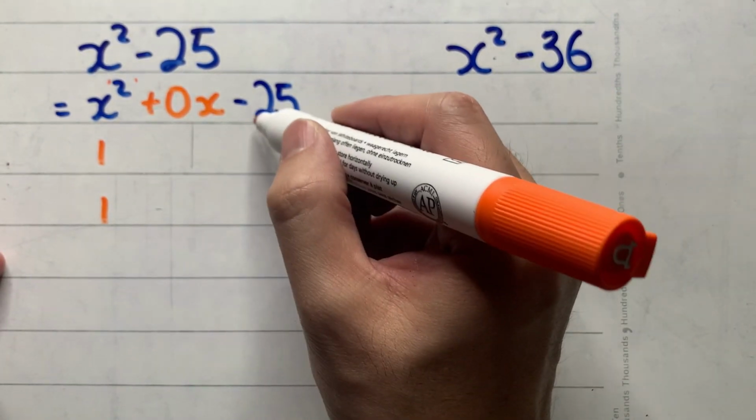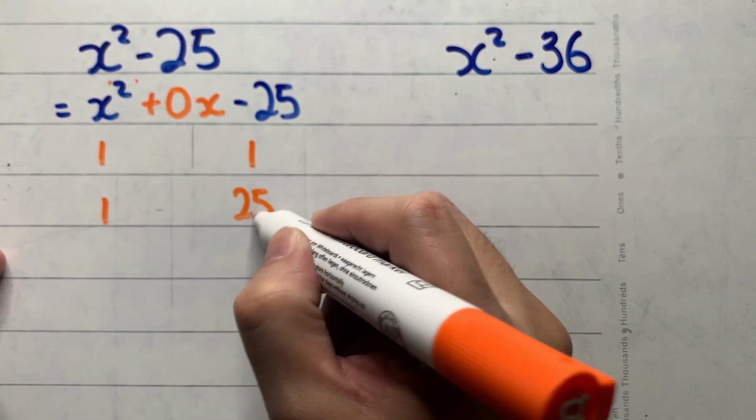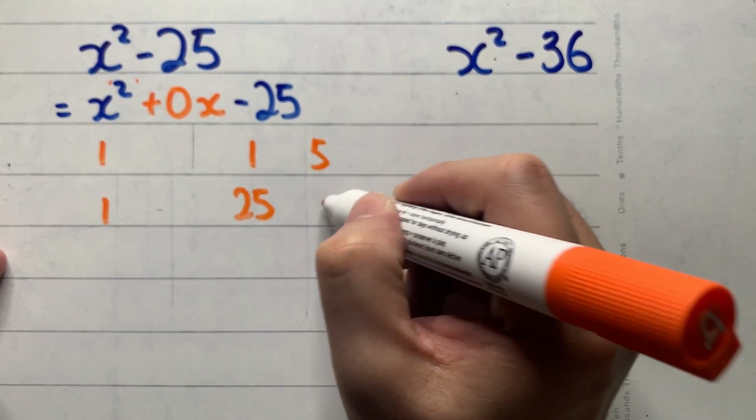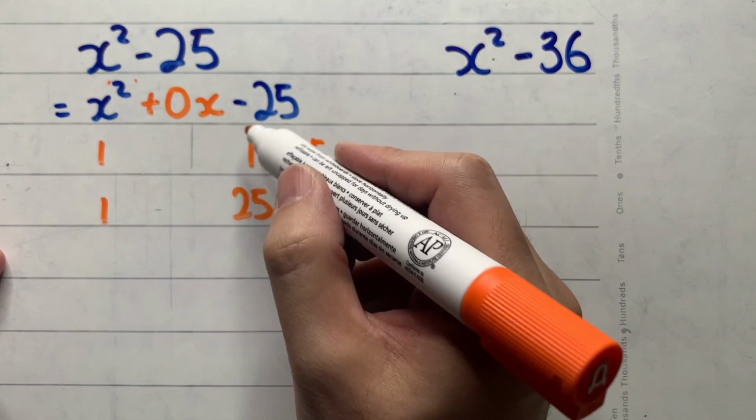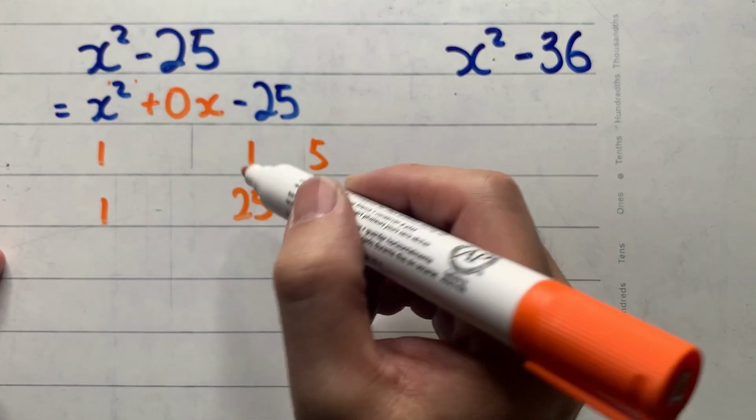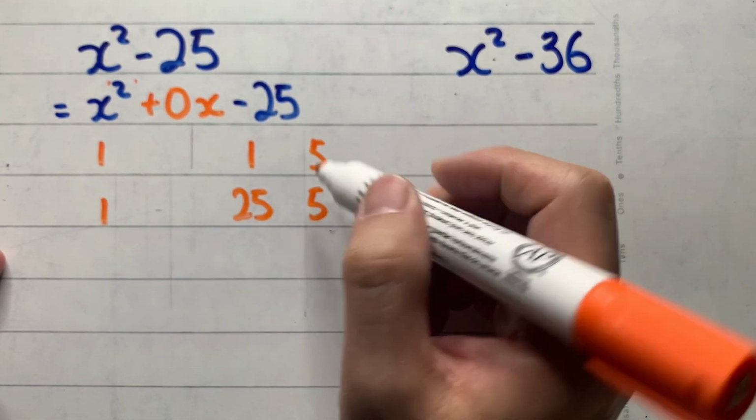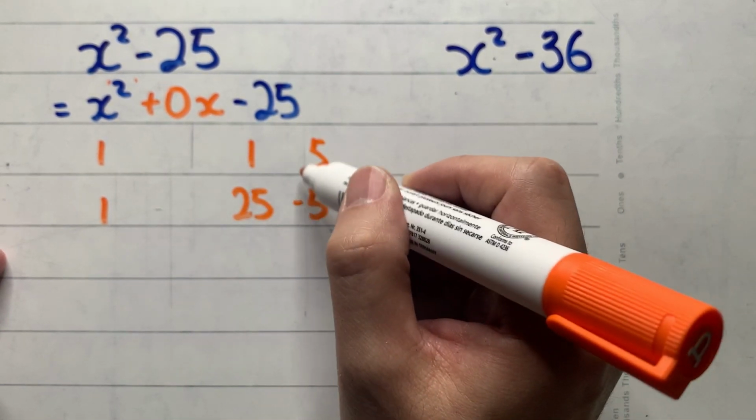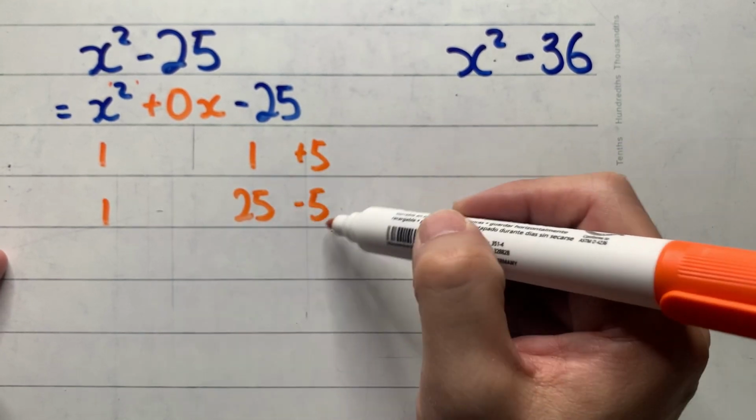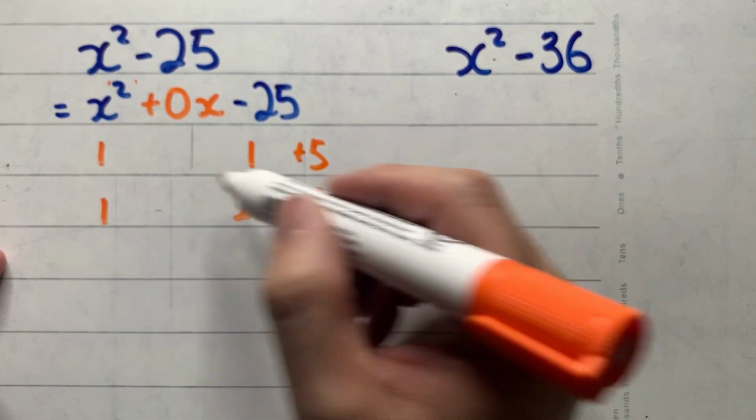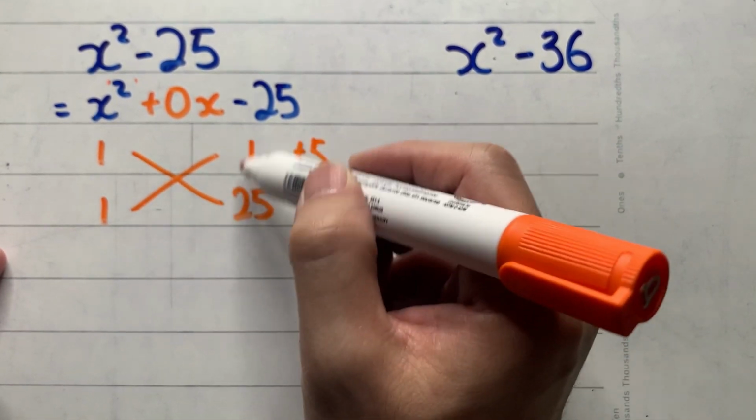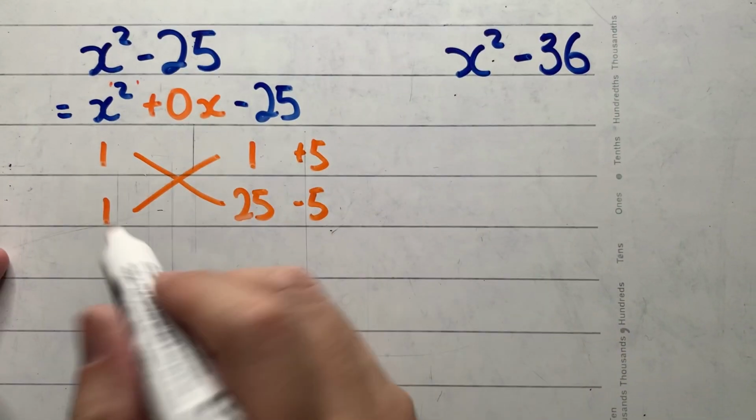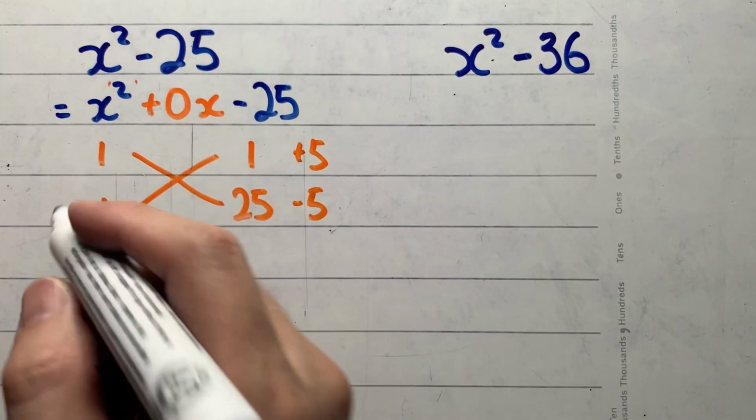1 and 1 still. This is 1 and 25, and 5 and 5. There's a negative product, so one of the numbers has to be negative, but we're aiming for 0. So it's pretty quickly that only this pair will work, because this pair will never get to 0. Doesn't matter where you put the negative sign.